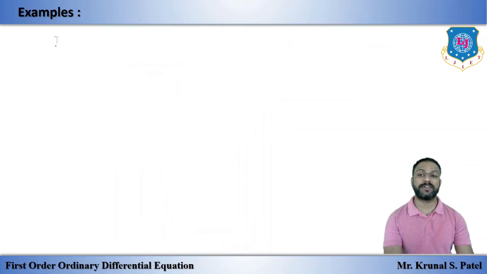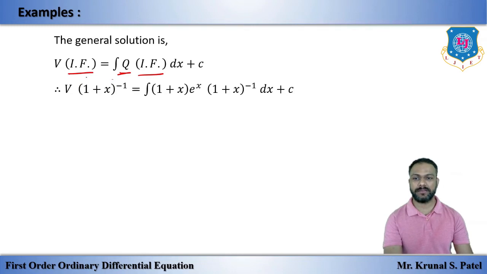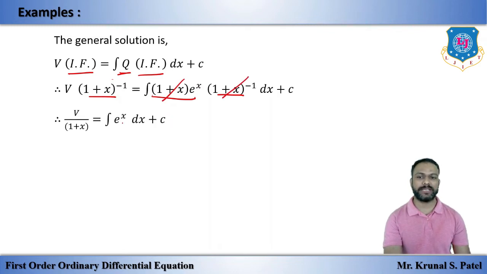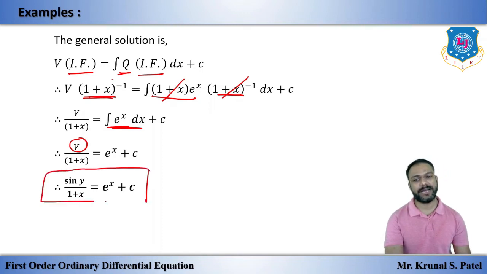Now what is the general solution? The general solution is given by v into IF is equal to the integration of q into IF dx plus c. So we put the IF here and the value of q. Both of these cancel out. So we have the integration of e raised to x, and we can write the left side as 1 upon 1 plus x. The integration of e raised to x is e raised to x, and we can replace v. What was v? v is our sin y. So we have sin y upon 1 plus x is equal to e raised to x plus c, which is our final answer.